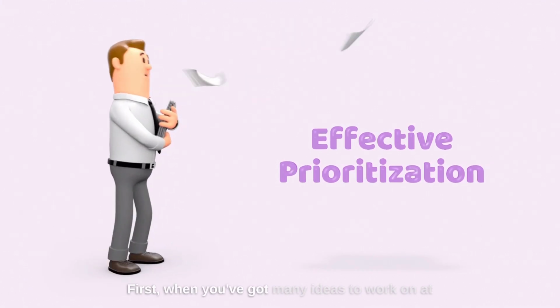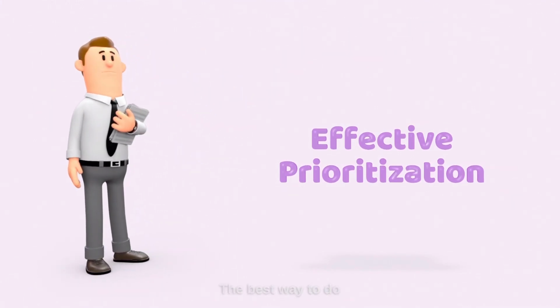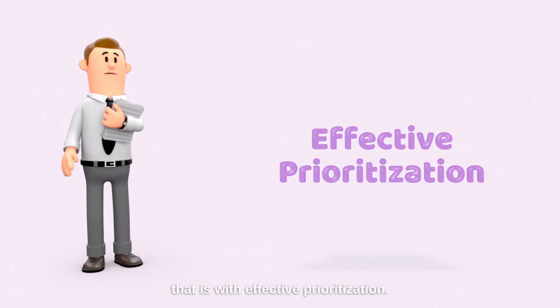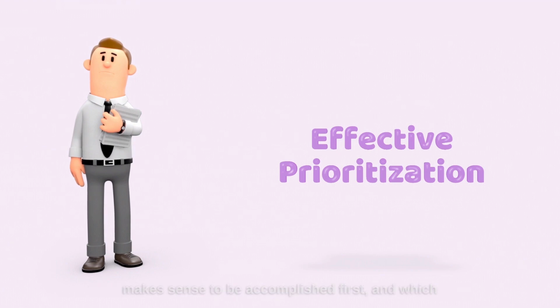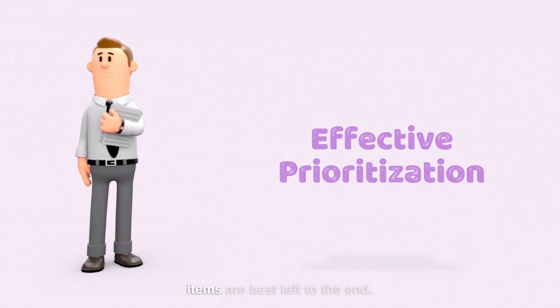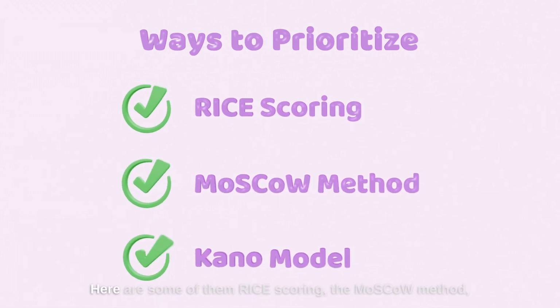First, when you've got many ideas to work on at once, you need to strategically manage process and time. The best way to do that is with effective prioritization. Given the timeline, budget, and stakeholder pressures, what makes sense to be accomplished first, and which items are best left to the end. There are many ways of prioritizing. Here are some of them: RICE scoring, the MoSCoW method, the Kano model, and there are even more in Eric's playbook if you want to check them out.